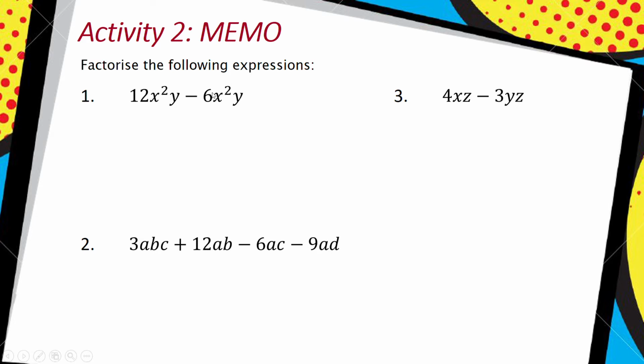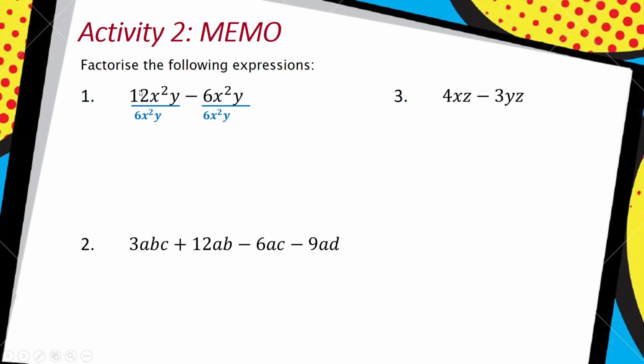Okay, so what goes into 12 and 6? That will be 6. How many x's can I take out from both terms? I can divide through by x squared because there's x squared in both terms. And how many y's can I divide through by? Well, there's only one y in each term, so I can only divide through by one y. So that's kind of what I'm dividing through by. So remember, you always write down your highest common factor. So you can say equals six x squared y, open brackets.